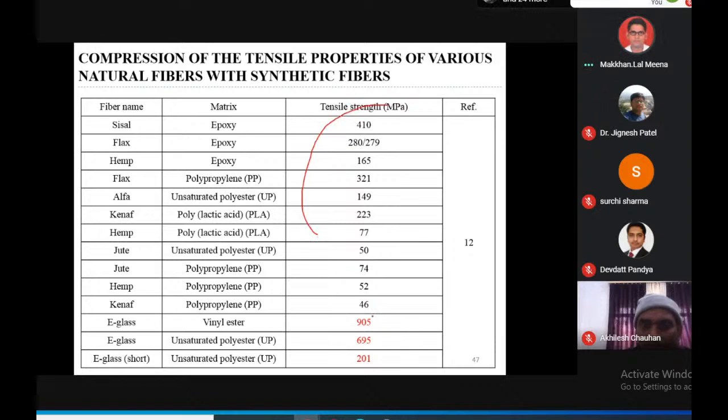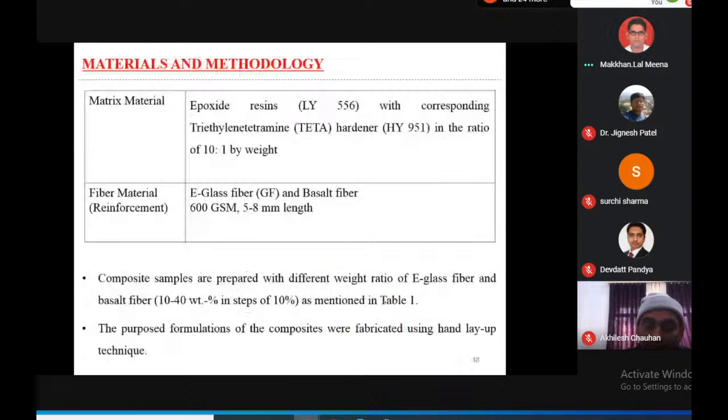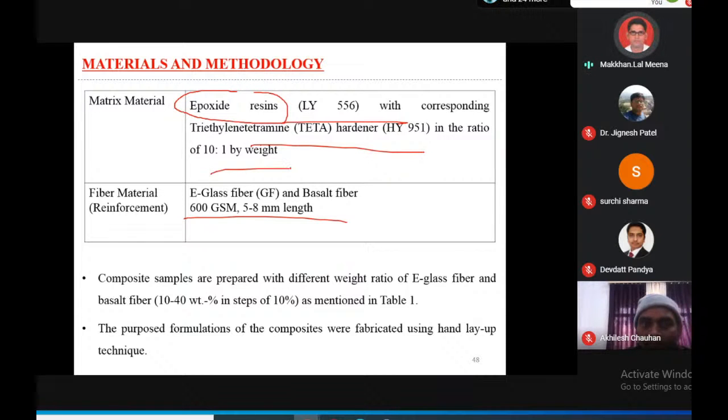So we can see in this, glass is higher. Now we come to our study: the methods and materials. We select two fiber materials, e-glass fiber and basalt fiber. These are the characteristics. And for matrix material, we use epoxy resin. These are the characteristics for our study. Composite samples are prepared with different weight ratios of e-glass fiber.